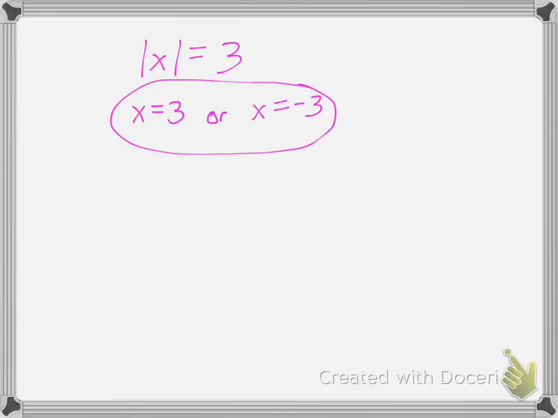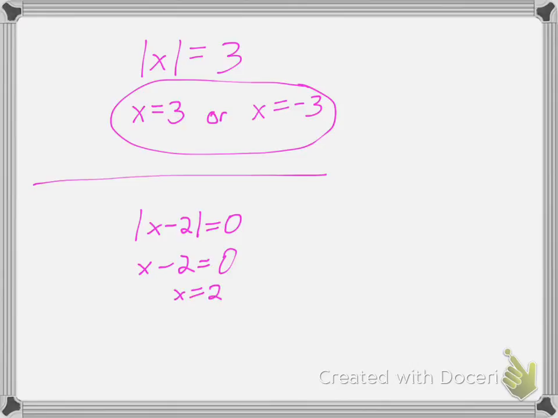Now sometimes it is possible for you to end up with one solution. An example of that would be, let's say, the absolute value of x minus 2 equals 0. Right here, x minus 2 could equal 0 or it could equal negative 0, but that wouldn't make much sense because 0 is not positive or negative. So here x would equal 2, and that's an example of where you'd have only one solution.